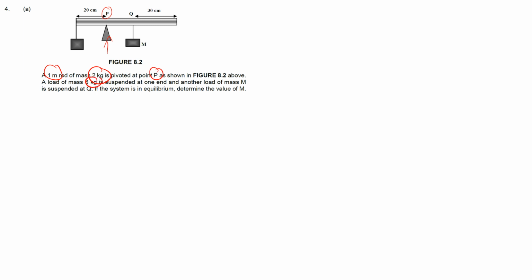Okay, a load of 6 kg is suspended at one end. So this is your 6 kg. And at the other end, another load of mass M, unknown, is suspended at Q. The rod is in equilibrium. What do you understand about equilibrium? So summation of F total equals 0 and summation of torque equals 0. Determine the value of M.